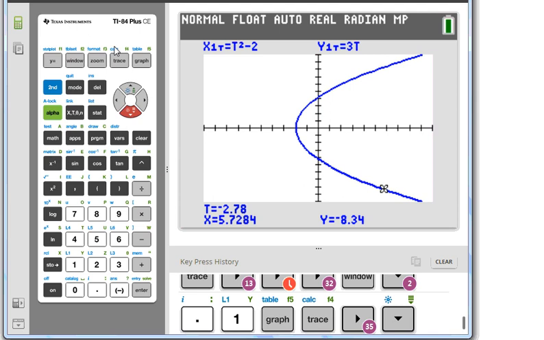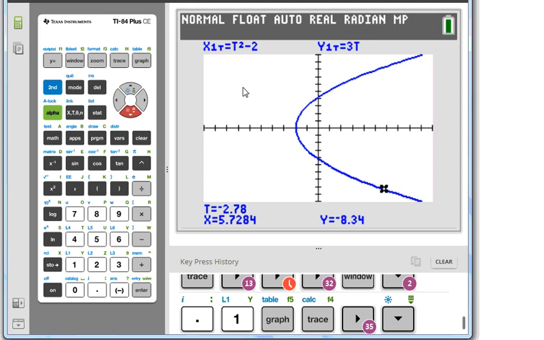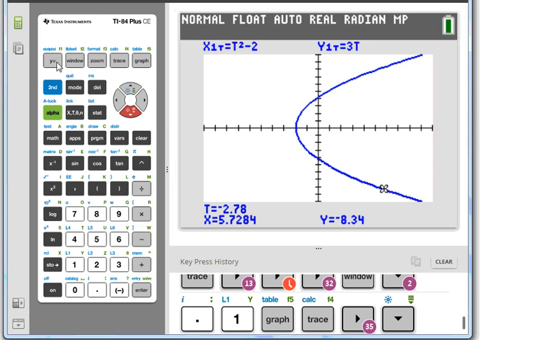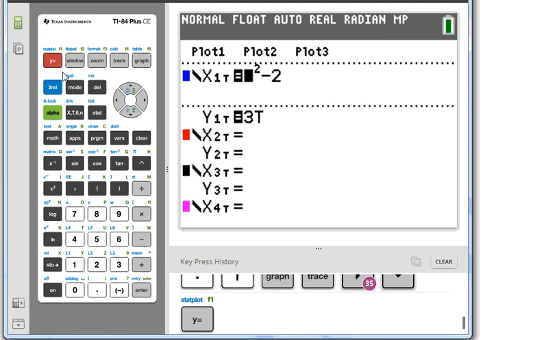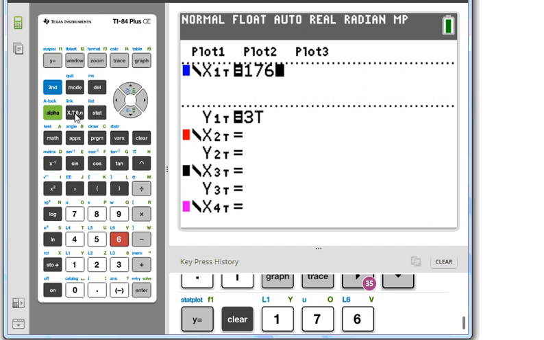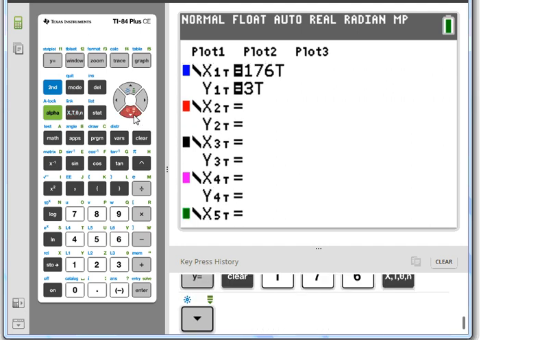I want to do one more thing here before we go. I want to get back to Will's situation, where he and his dad are taking that joy ride off that cliff into the beautiful Lake Mead below. The x we have is going to be 176t, and the y is going to be 100 minus 16t squared.